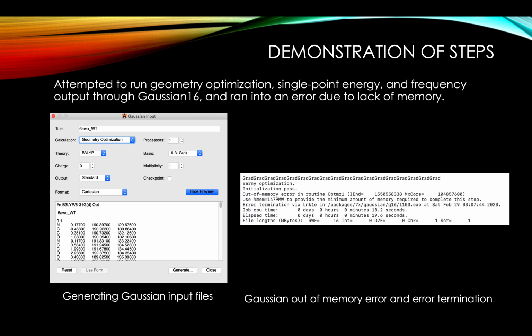My next step was to run these molecules through Avogadro and generate the Gaussian input files. And I attempted to run the input files through Gaussian 16 to get a geometry optimization, a frequency, and a single point energy. However, I had an error due to lack of memory.